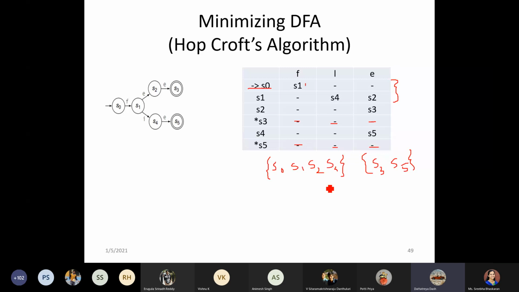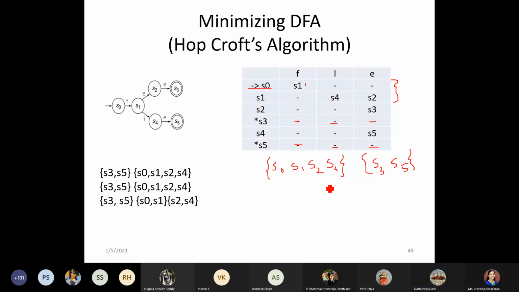Madam, I didn't understand, madam. How does it go together? S0 and S1 means from S1, when we see the F transition, when it accepts F, it goes to S1.